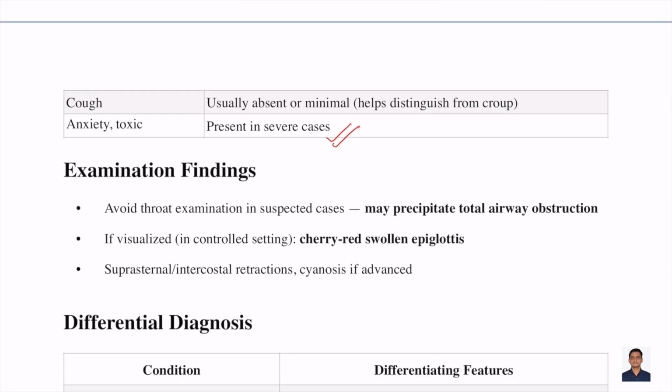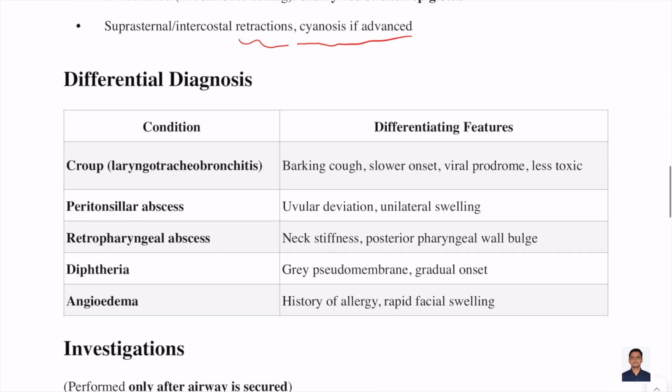Throat examination should be avoided until the airway management, because it can precipitate total airway obstruction. And if visualized, a cherry red swollen epiglottis can be seen, especially in controlled settings like the operating room, and suprasternal and intercostal retractions can be seen due to the respiratory distress. Cyanosis can be seen in advanced disease.